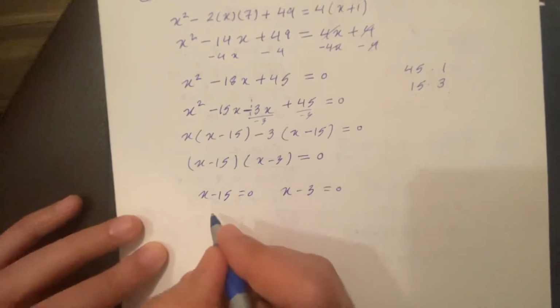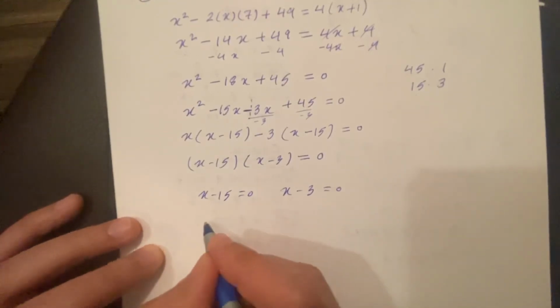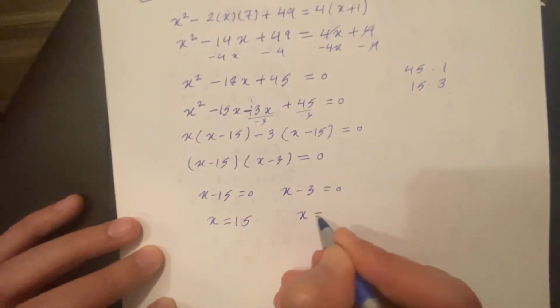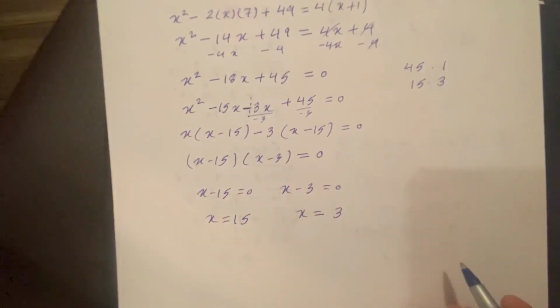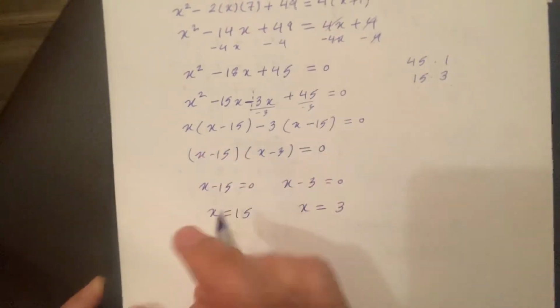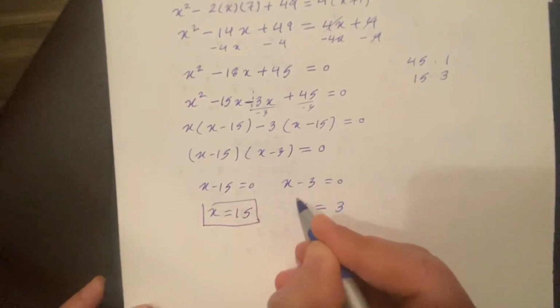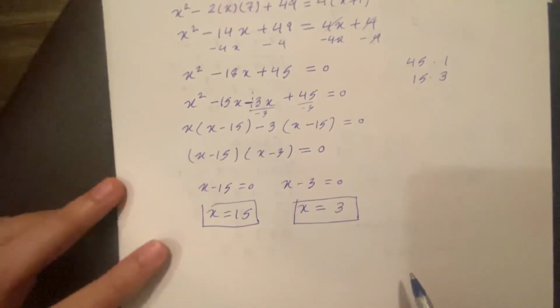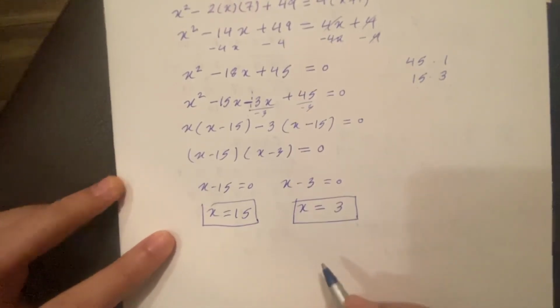From here, when we add 15 on both sides, x is positive 15. When we add 3 on both sides, x is positive 3. I'm just going fast because we have done this already. Now in this case we have two answers. Like I said before, we need to check our answers. In this case, I'm going to let you guys do this, and I'm just going to tell you the answer.